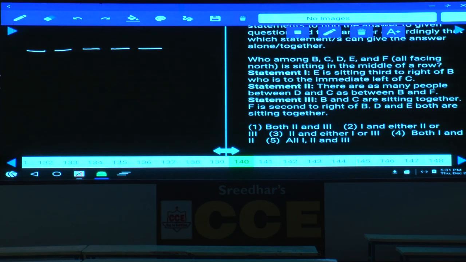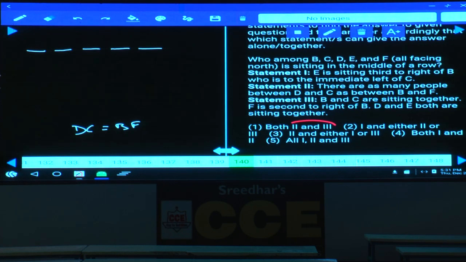Then, now in this one, individual statements were not given. Now we should take the combination of 2 and 3. What is 2 here? There are as many people between D and C as between B and F. D and C equals B and F. Now if there is one person between D and C, one person must be in between B and F, or two persons between D and C, two must be in between B and F.